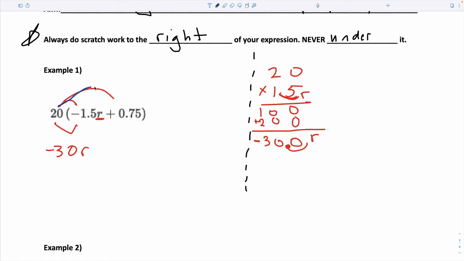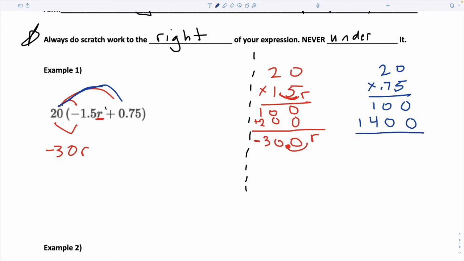Abraham, I multiplied 20 times 1.5. What do I have to multiply 20 by next? The what? The 0.75. So let's set it up. I can rewrite 0.75 as just 0.75. And let's multiply. 5 times 0 is 0. 5 times 2 is 10. 7 times 0 is 0. 7 times 2 is 14.